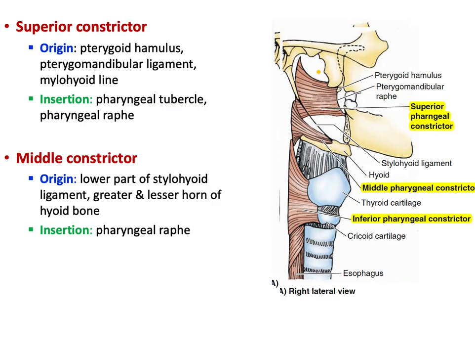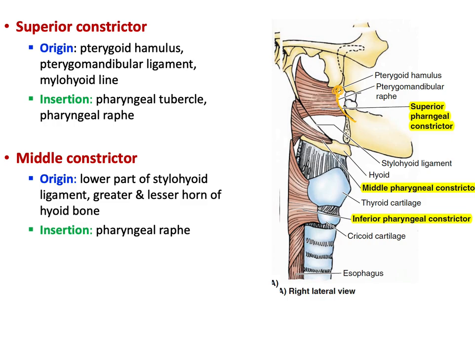Now, let us start with the first one, which is the superior constrictor. Although I don't care too much about the origin, it's fine to show you where they originate. The superior constrictor muscle originates from the pterygoid hamulus of the sphenoid bone, and also from this ligament. You see this ligament, which runs from the pterygoid process to the mandible. We call it the pterygomandibular ligament, and a little bit from the mylohyoid line.